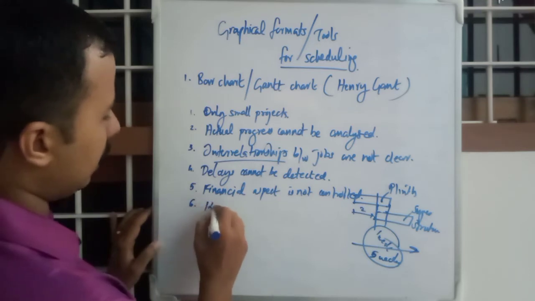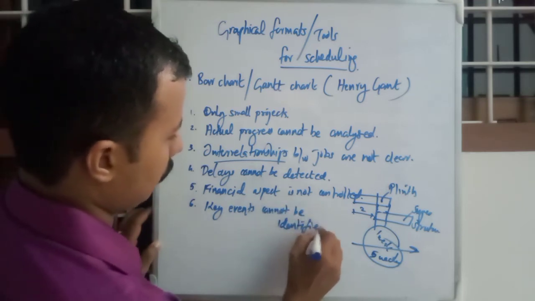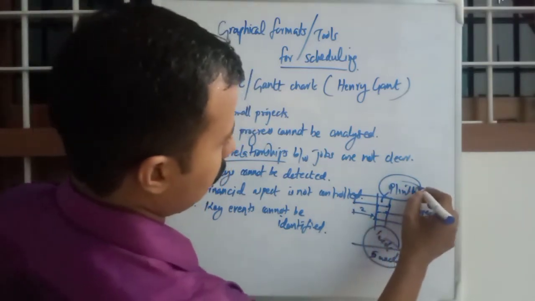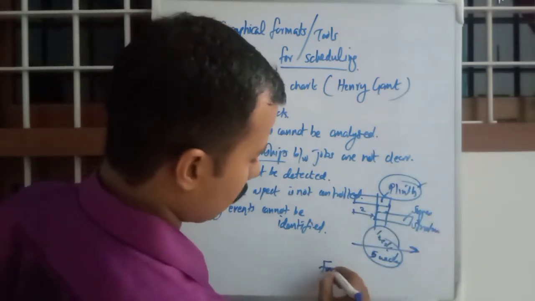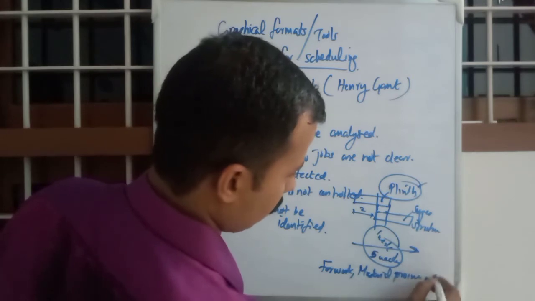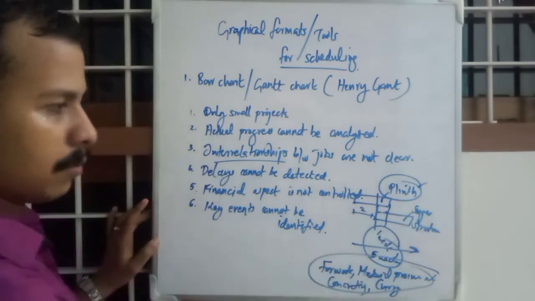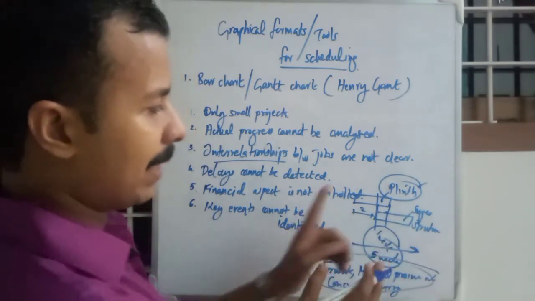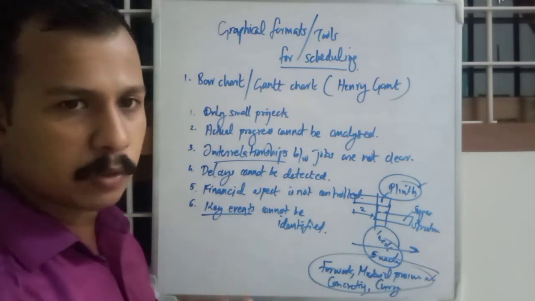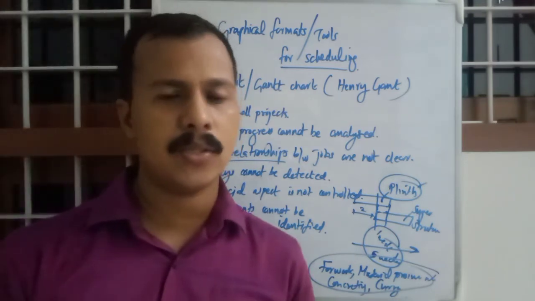Sixth, key events cannot be identified. Suppose for plinth construction there will be a number of key events, for example formwork, material procurement, concreting, curing, etc. These are all important things in the case of plinth, but we are expressing all these processes combined as plinth. So key events are missing. These events may or may not affect the completion of the project, but we are not considering any key events. We are just taking a job or activity as a whole. So these 6 are the disadvantages of using a Gantt chart.